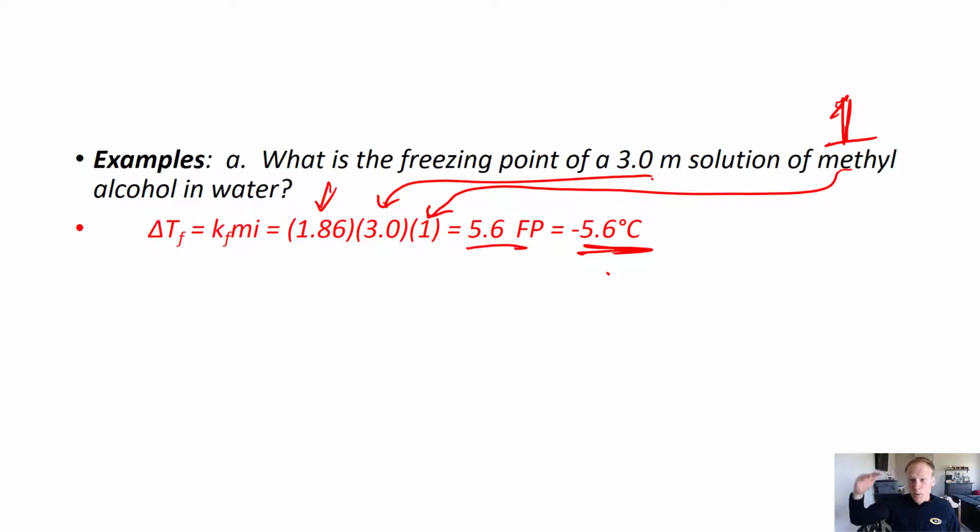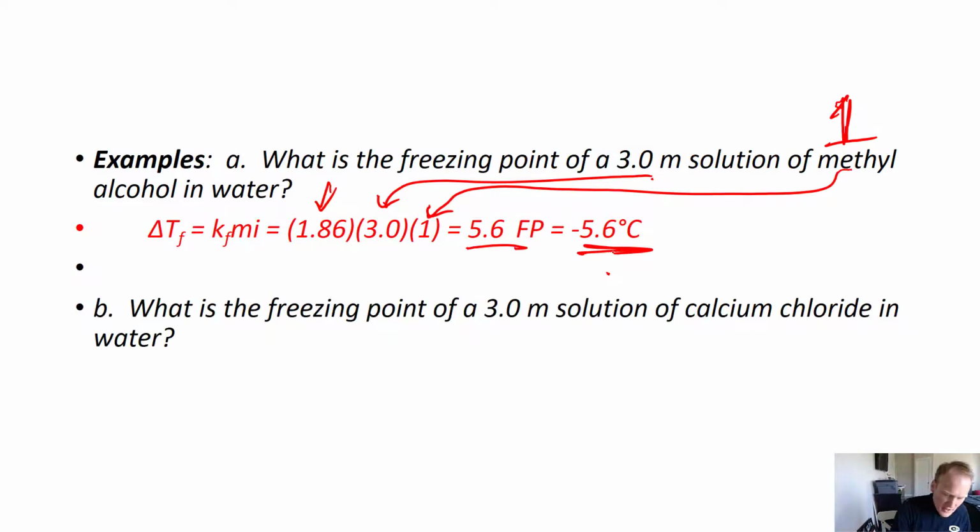All right? So with boiling point, we add the difference in temperature to 100. And with freezing point, we subtract the difference in temperature from 0. Because boiling point elevates and freezing point goes down, depresses.